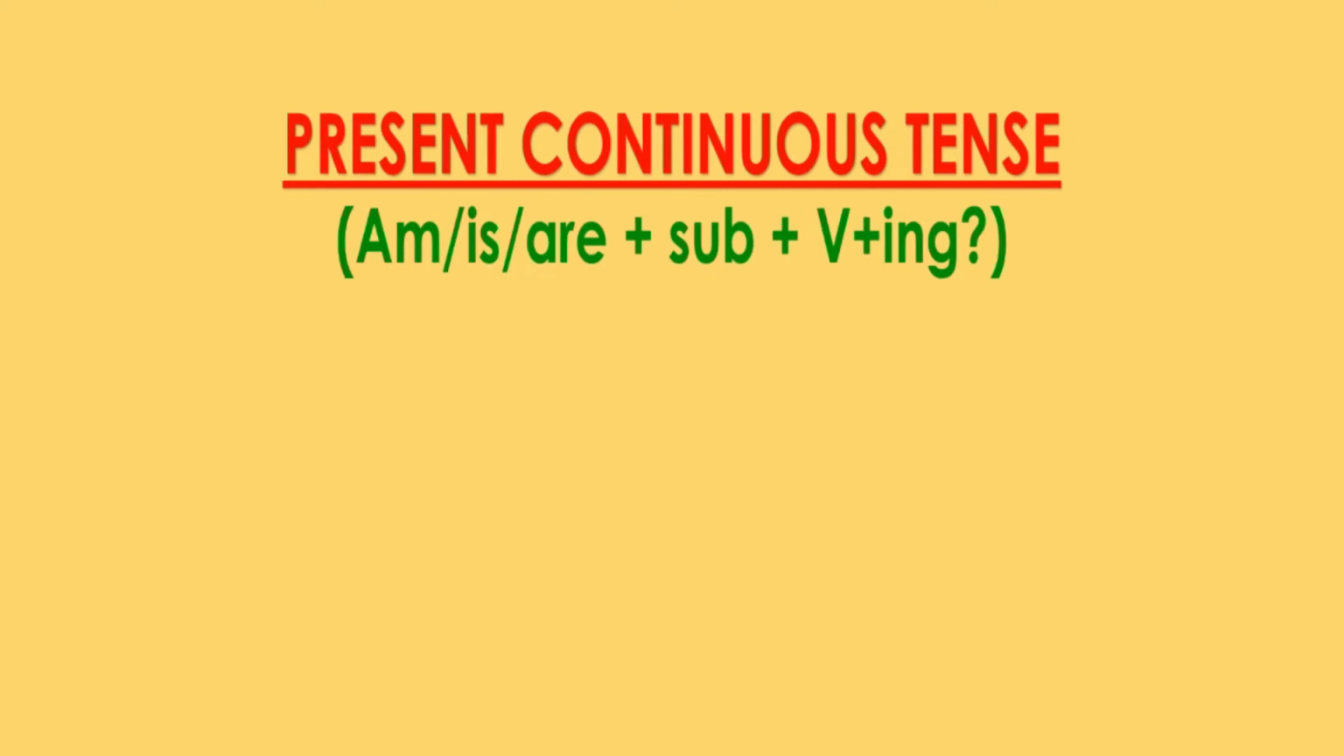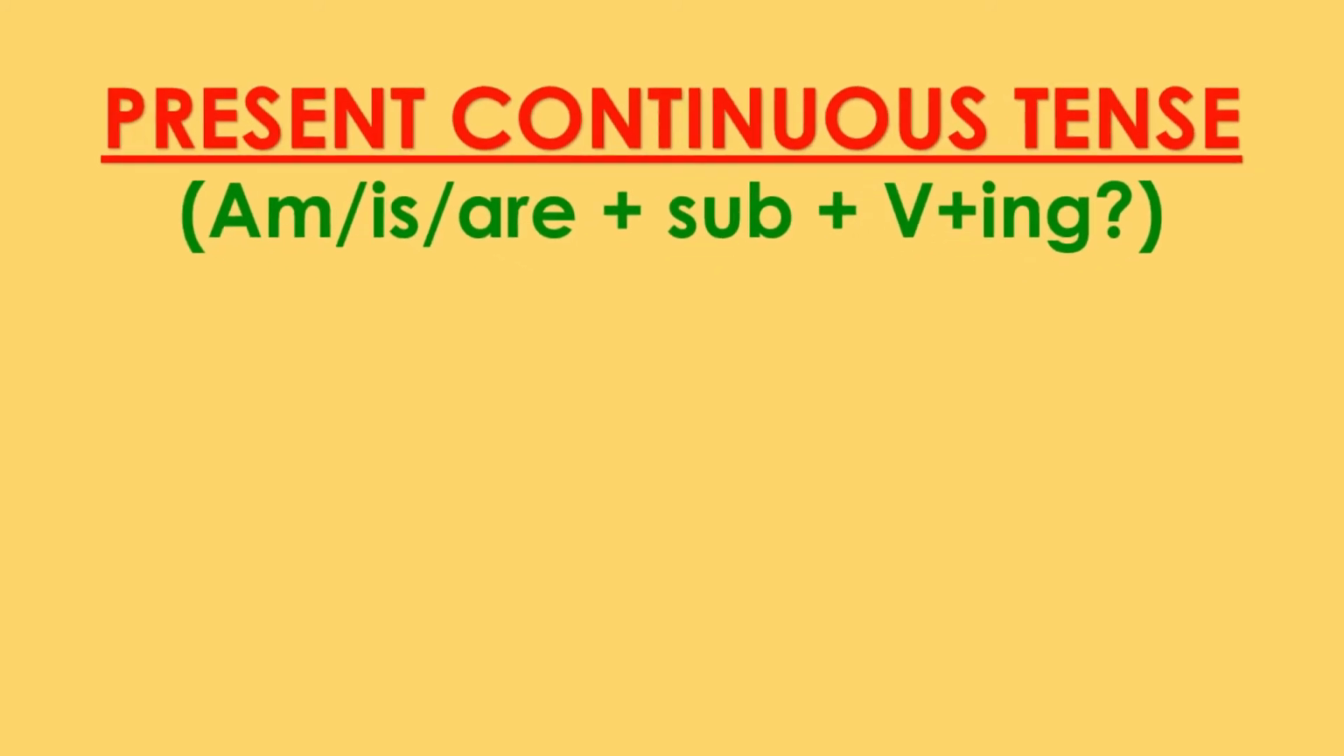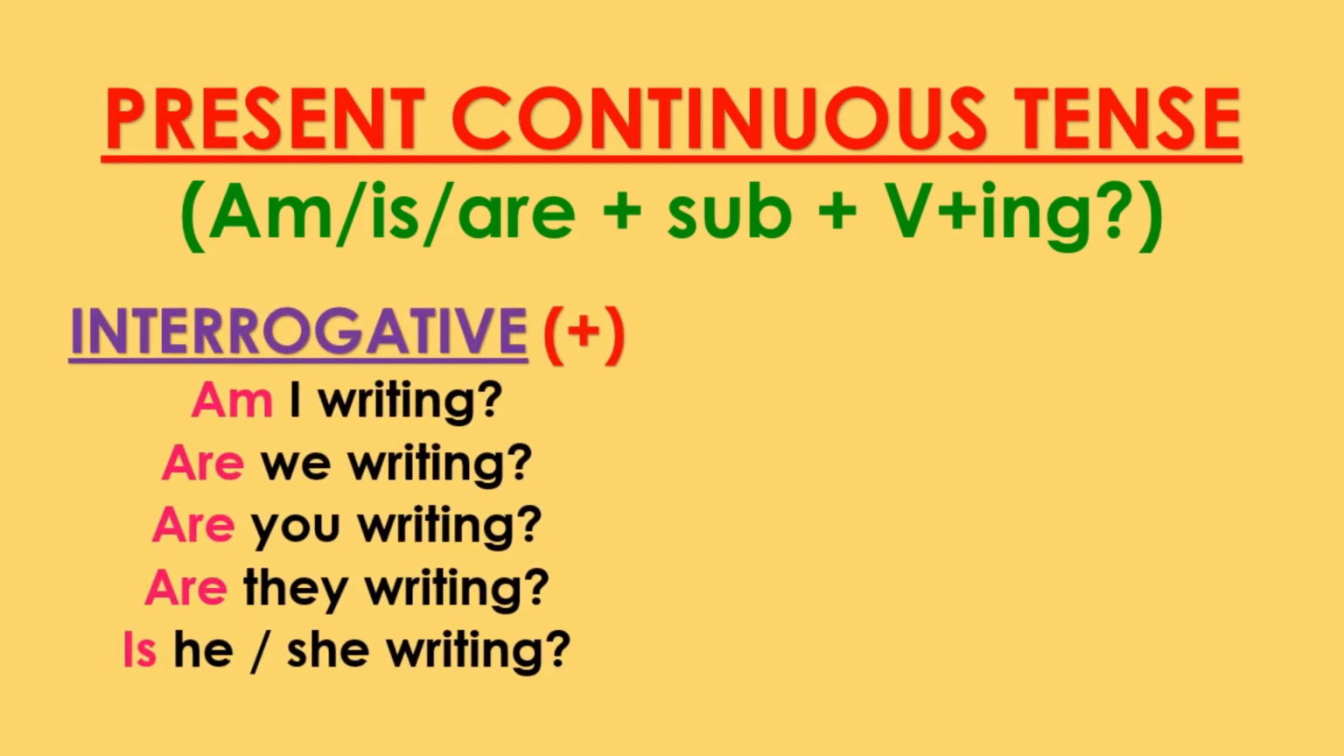Now because it is a question, it should begin with an auxiliary verb. So we have to use either am or is or are followed by the subject and followed by the ing form of the verb. Let us look at some of the examples. Now these are the same as the previous ones, but because these are questions, the sentences should start with auxiliary verbs. And here in this case, we have to use the be verbs.